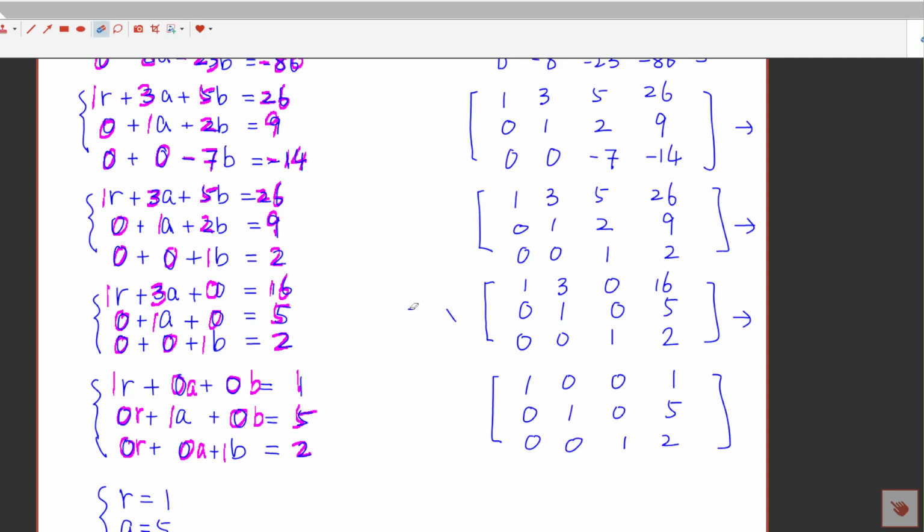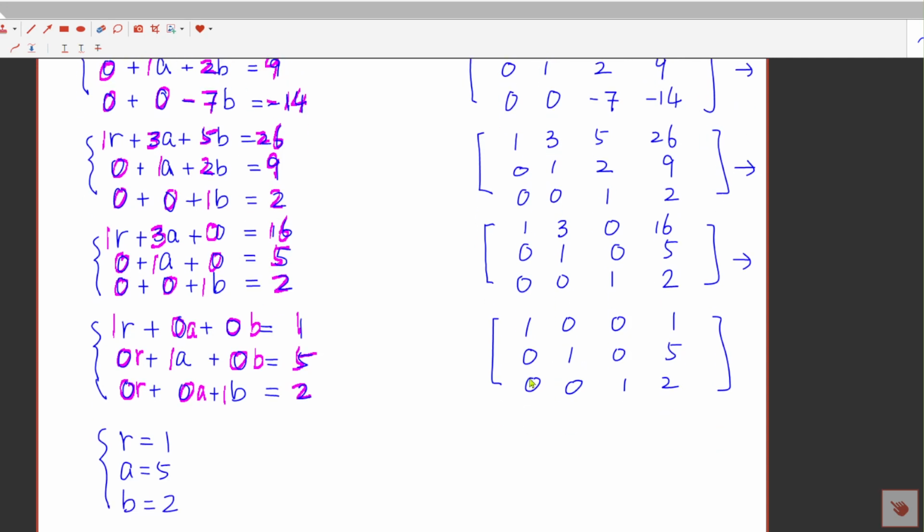And if you have a form of a matrix like this, then you can easily read the solution of the original equation, right? Because the order of the three variables does not change. So R is always here, A is always here, B is always here. Therefore, we have R equals 1, right? And A equals 5 and B equals 2. Can you see that? So this is our last step, because you can already find the solution. Therefore, we have r equals 1, a equals 5, and b equals 2.